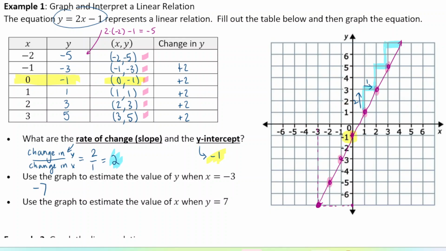Right here, I'm going to label this point, if that pattern continues. Okay, use the graph to estimate the value of x when y is 7. Okay, so here's y is 7. Let's look over at the graph. The value of x is going to be 4.